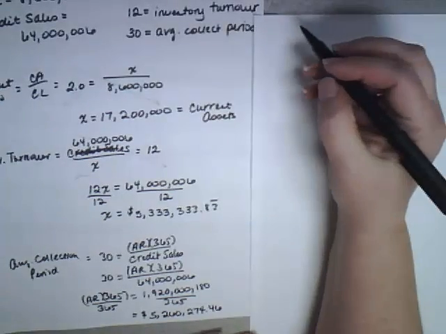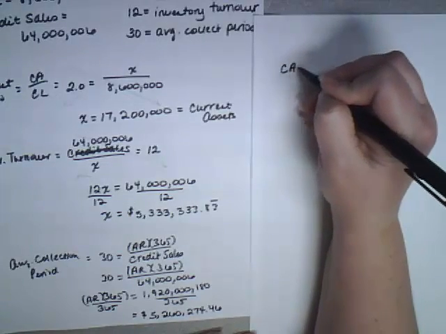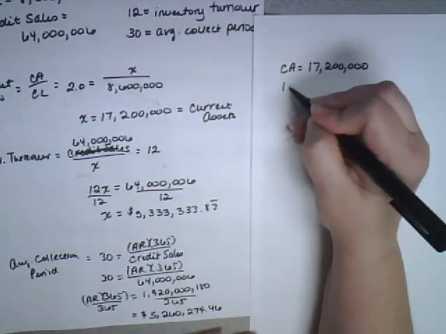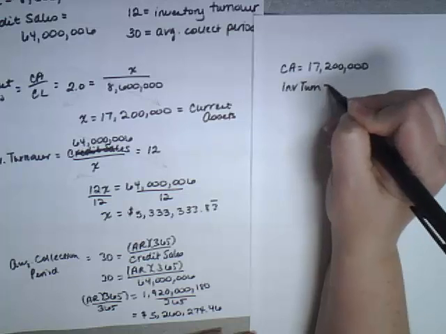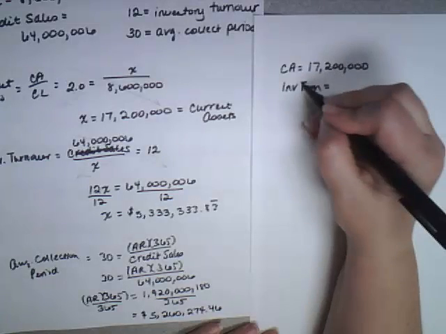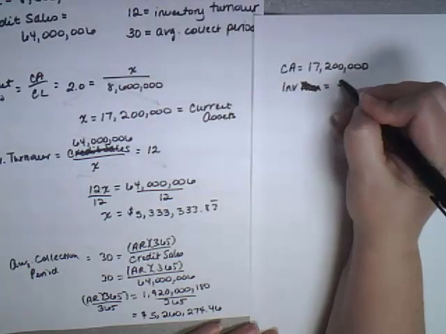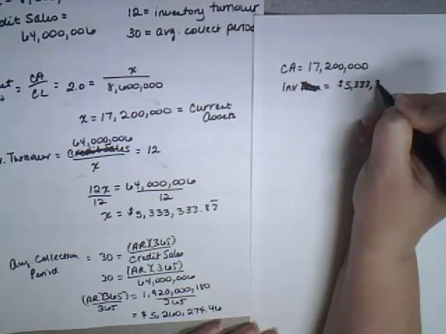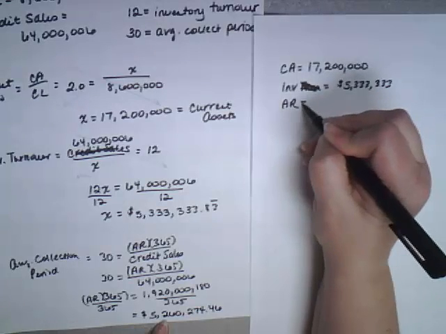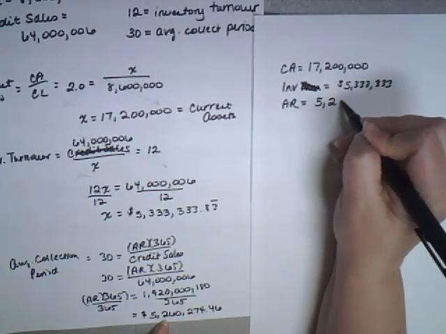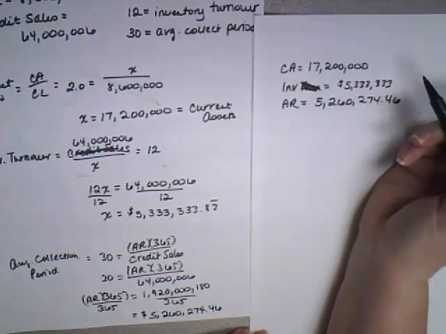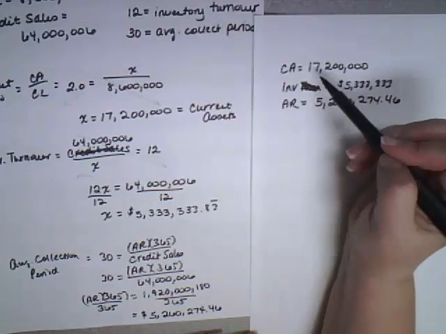So we have the current assets, $17,200,000. We have inventory turnover, which is going to give us, I'm sorry, we've got our inventory number of $5,333,333, and then we have our accounts receivable of $5,260,274.46.